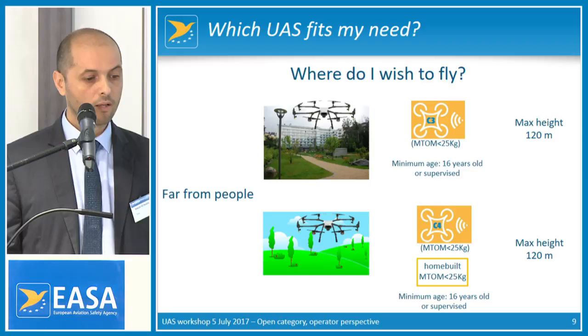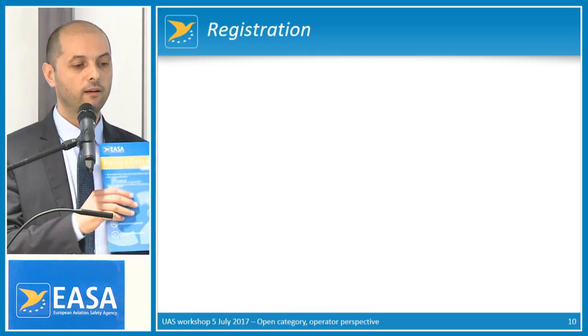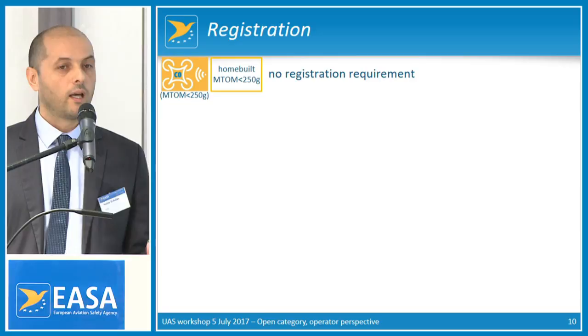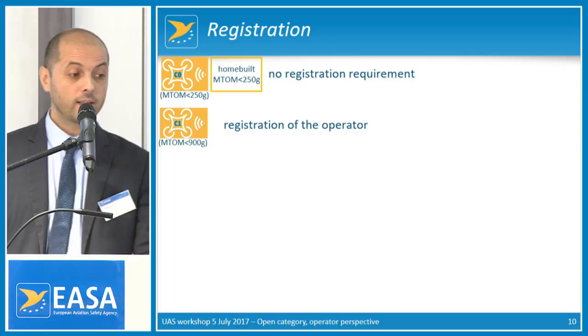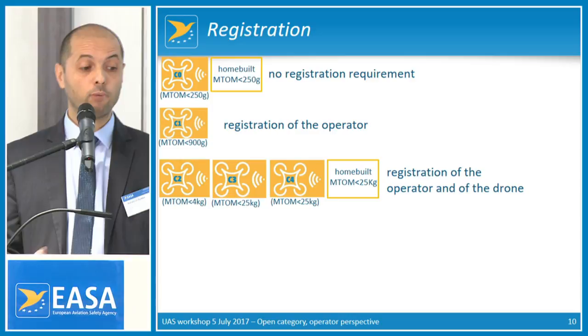Okay, so once I have bought my drone, I take my leaflet and I see that I have registration requirements. So how does it work? In case I buy the very small one, the 250 grams, we don't have any registration requirements, so I can just fly. Instead, if I have a C1, I need to register the operator. And for the other cases, I need to register both the operator and the drone.